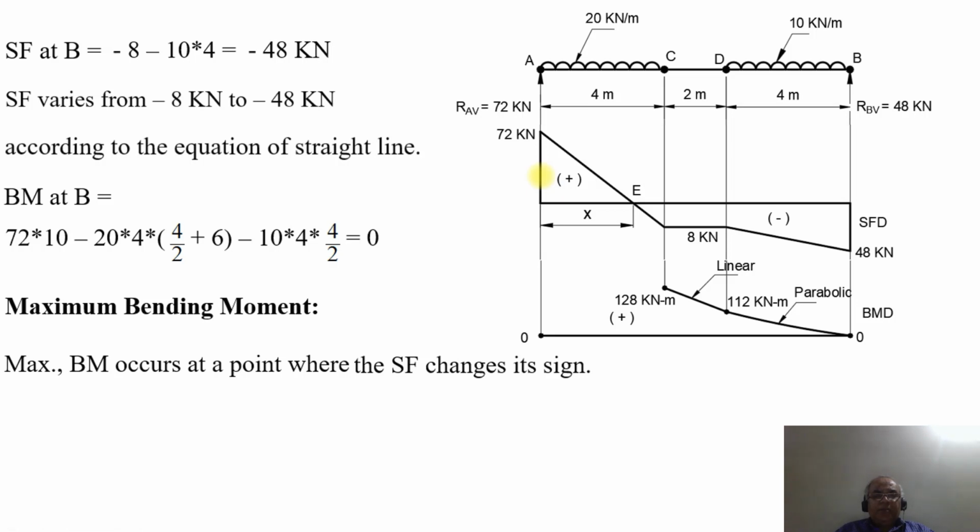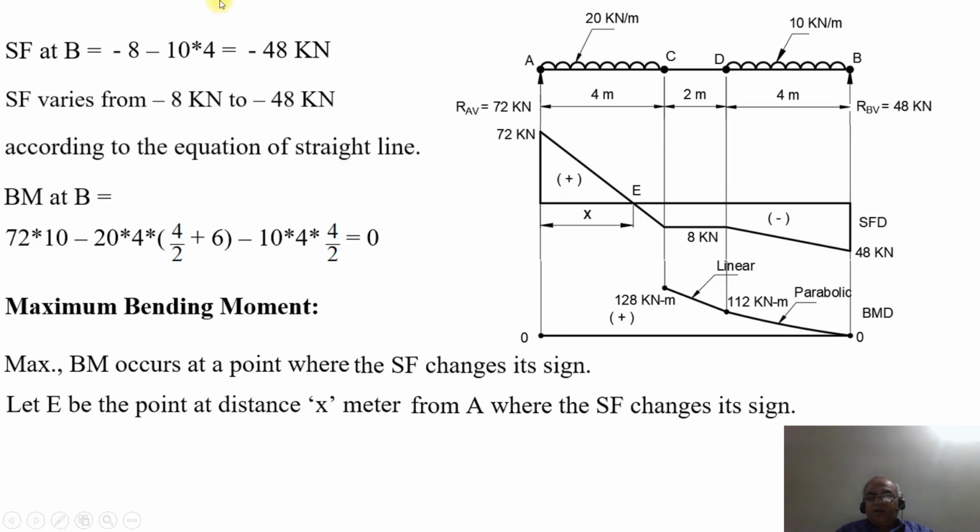So the maximum bending moment occurs at a point where the SF changes its sign. Let E be the point at a distance of x meters from A, where the SF changes its sign. So what is SF at E? SF at E will be equal to 72 minus 20 into x. 72 minus 20 into x will be equal to 0. Therefore, x will be equal to 3.6 meters. So the shear force changes its sign at a distance of 3.6 meters from the end A.